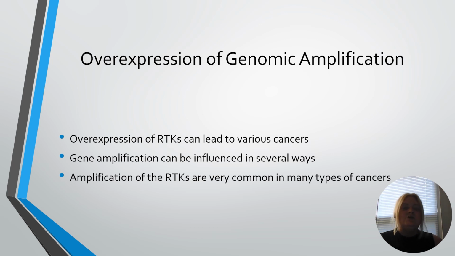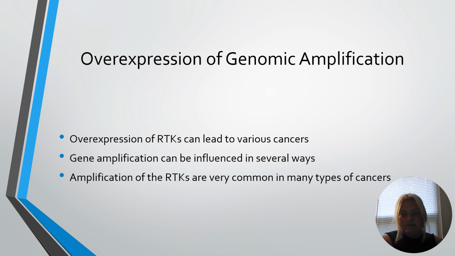So, overexpression of genomic amplification. The overexpression of RTK has been shown to be a factor in EGFR and GBM, lung, esophageal, and thyroid cancers. The overexpression of HER2/ERBB has been found in lung, bladder, breast, and gastric cancers, and the overexpression of MET has been seen in lung and gastric cancers.